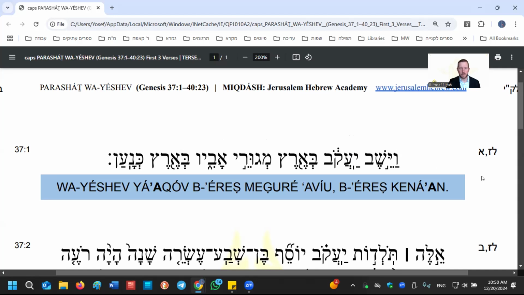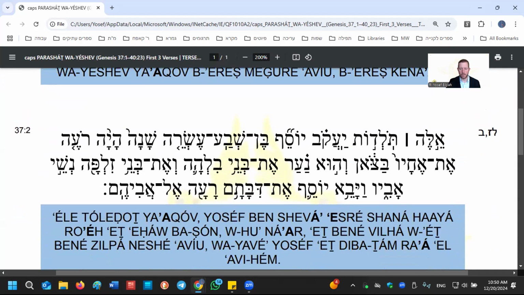Pasuk Bet. Next verse. Pasuk Bet. Repeat after me. We will begin in the transliteration to the left. Again, remember, accented syllables have the accent symbol over them.